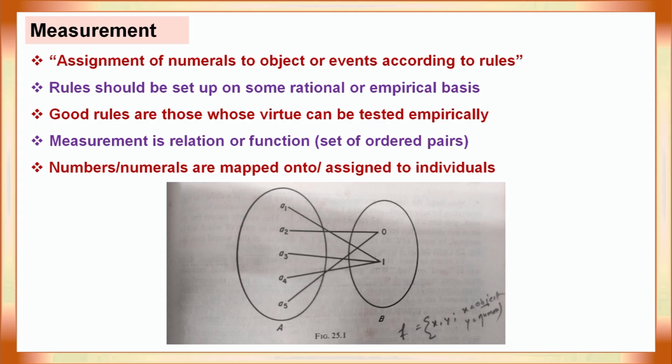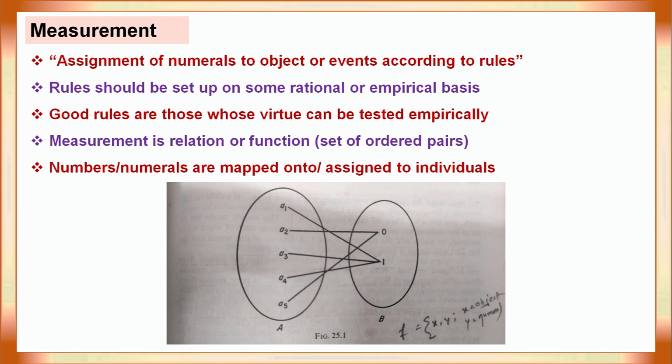Now, by definition, measurement is the assignment of numbers or numerals to an object, event or any particular observation, but according to some rules. The precision of the measurement is totally dependent on how these rules are set up. If you want to measure something, you have to set up the rules on as rational or empirical a basis as possible. So, good measurement always depends on good rules.